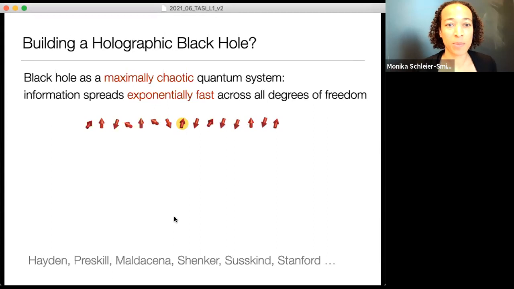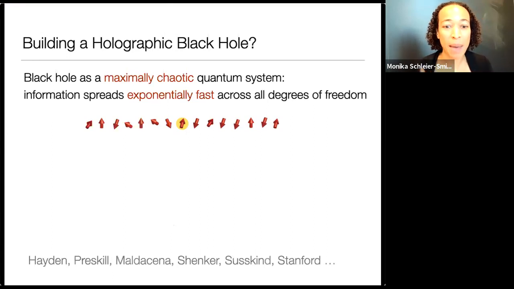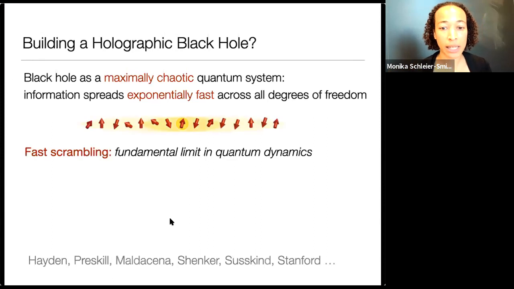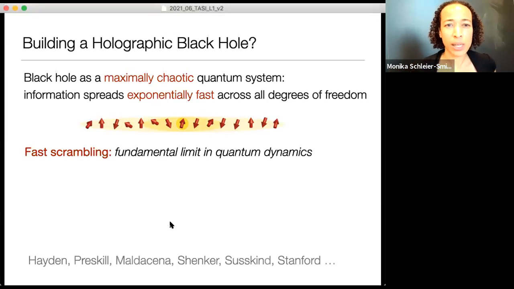And my understanding from talking to theorists is that the simplest thing to think about is a black hole, which on the quantum mechanical side is a system that is maximally chaotic, one where information spreads exponentially quickly across all degrees of freedom. So in some sense, there's this conjecture, the fast scrambling conjecture, that black holes are the fastest scramblers in nature. And I would say this is a sharp theoretical prediction, right?